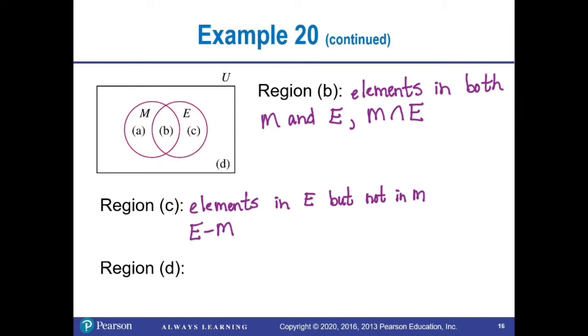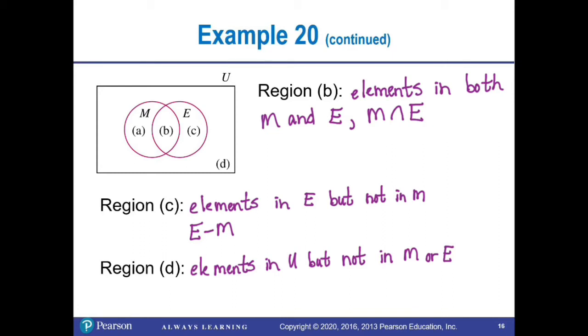Region D is our last region. It's outside the loops and it's in the universe. So this would be the elements in the universe, but not in M or not in E. There are ways you can write this with our set operations. For part D, that is not something I expect you to do.